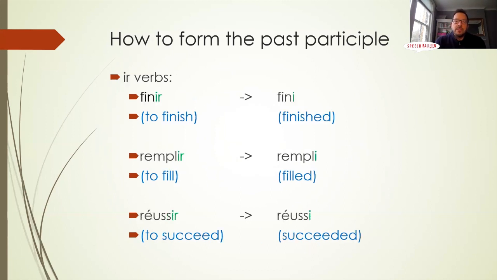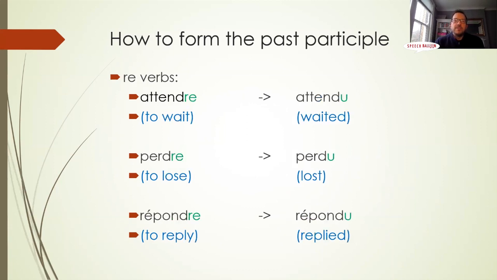With IR verbs, slightly different. You drop the IR and you just leave an I. So it's the letter I. So finir becomes fini. Remplir, rempli. Réussir, réussi. And lastly, with RE verbs, the RE changes to a U, so U sound. Attendre, attendu. Perdre, perdu. Répondre, répondu.